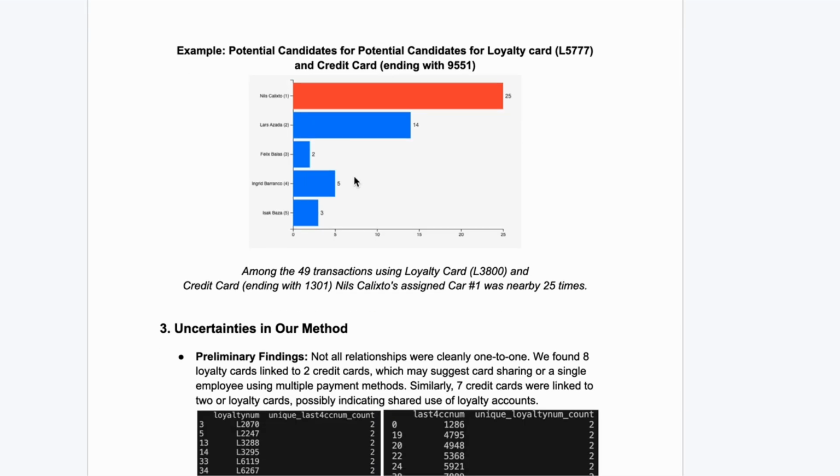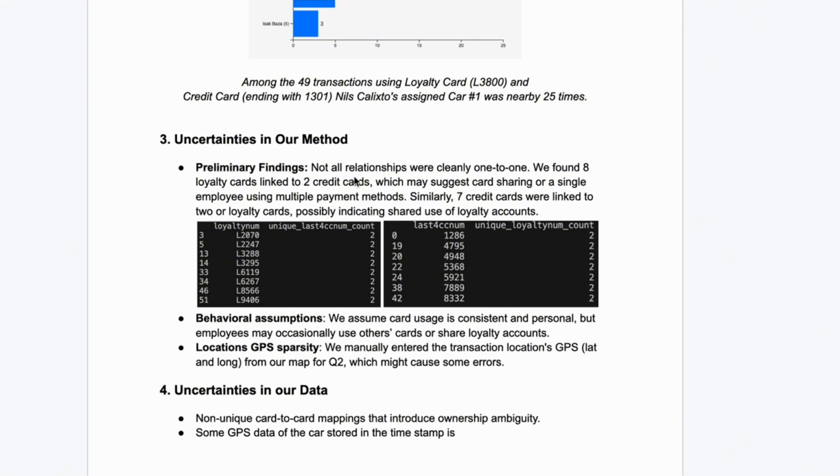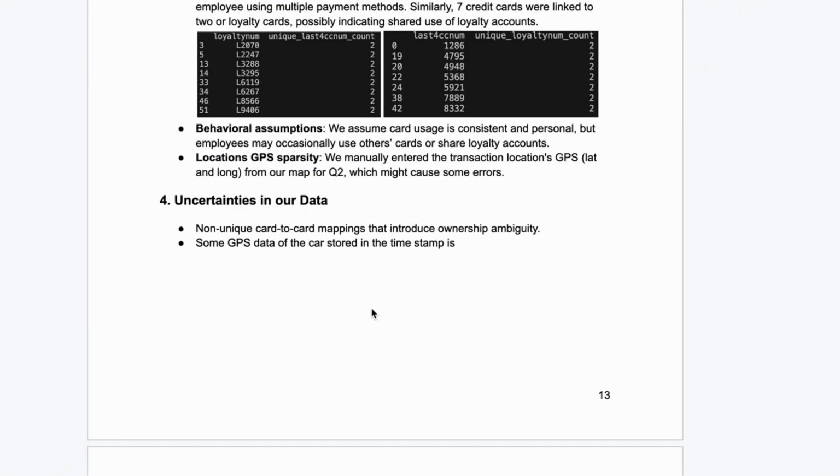Of course, there is uncertainty as well. Some cards match multiple times and multiple people, and the GPS data wasn't always complete. That's the uncertainty in our method and in the data.